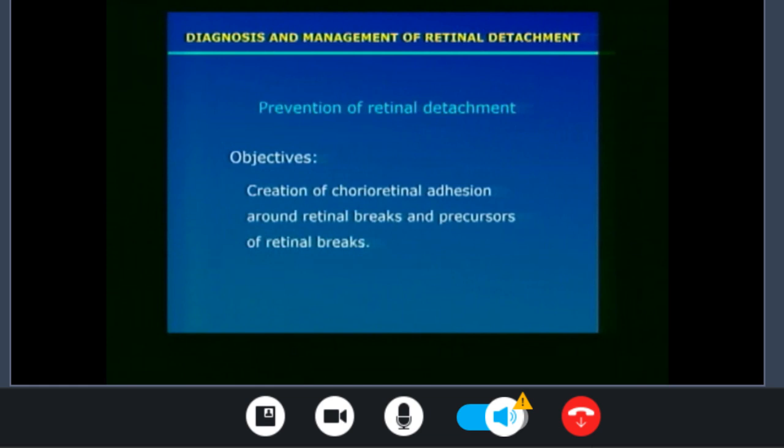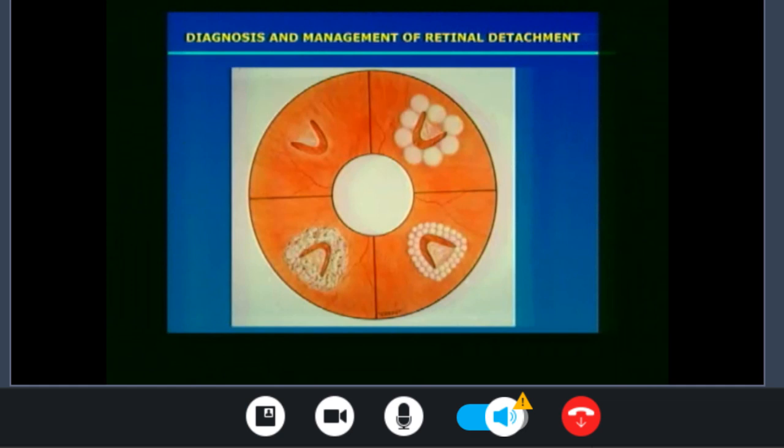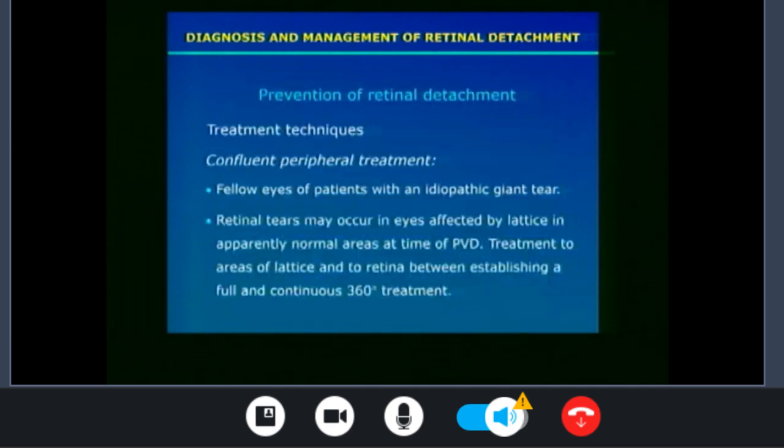So to prevent or to treat, we always now use laser. You need to apply two rows of laser around the retinal tear. You can use also cryopexy, but very rarely now are we using cryopexy.